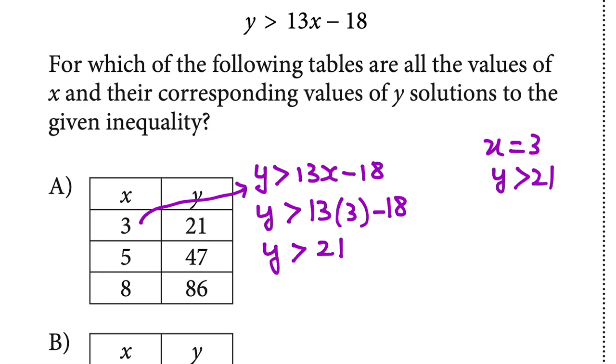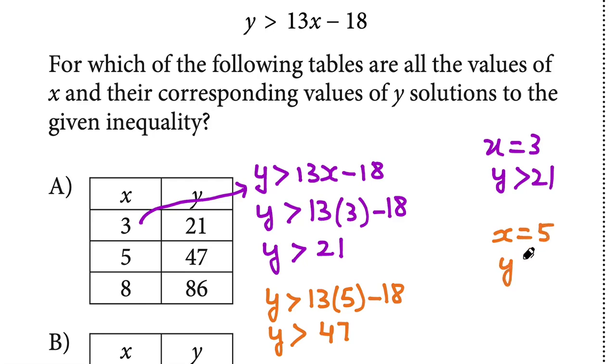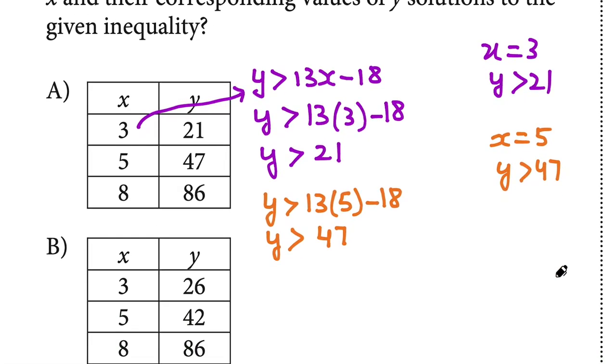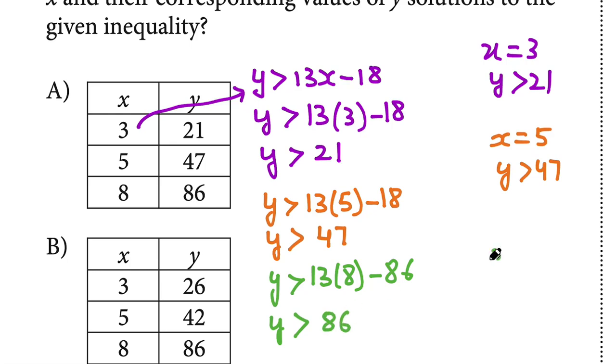First part taken. Let's come to the second part and give the input as 5. y has to be greater than 13 times 5 minus 18, and that means y has to be greater than 47. So when x is equal to 5, y has to be greater than 47. Let's do the third one. When the input is 8, y has to be greater than 13 times 8 minus 18, that means y has to be greater than 86. So when x is equal to 8, y has to be greater than 86.